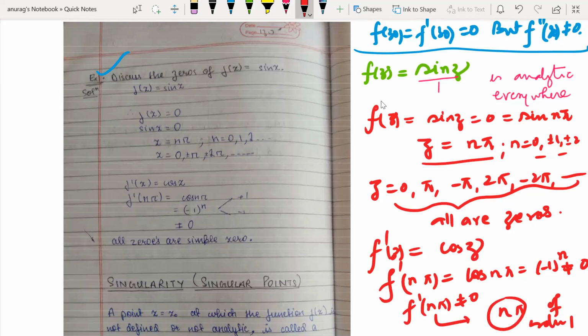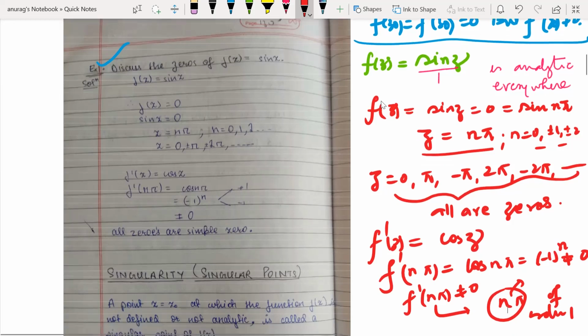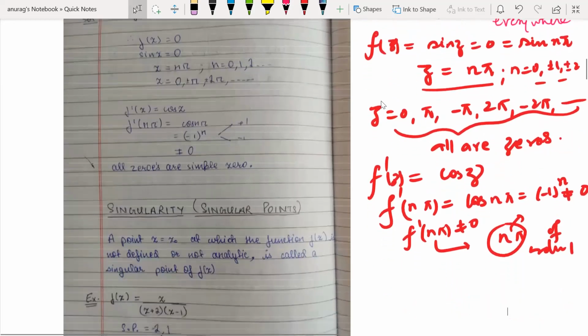Order 1. It is a collection of many points, 0, pi, minus pi, but all are zeros. These are the solutions of this function, meaning these satisfy the f(z) equal to 0 condition. But all these solutions are of order 1 only, because at each point the first derivative of the function is non-zero. Therefore, zeros can be many, but we have to check the order. In this case, all the zeros are of order 1 only, or simple zeros, you can say.